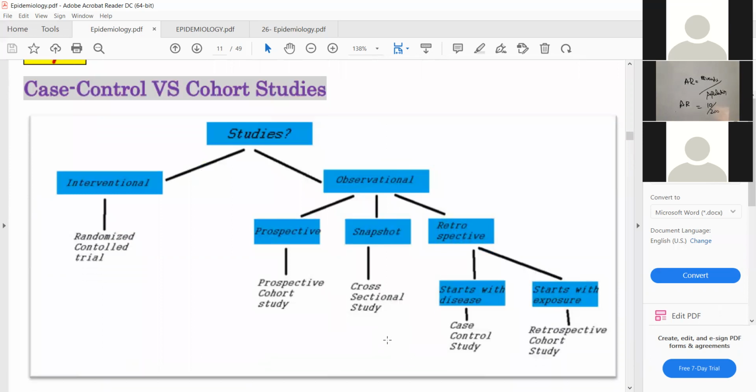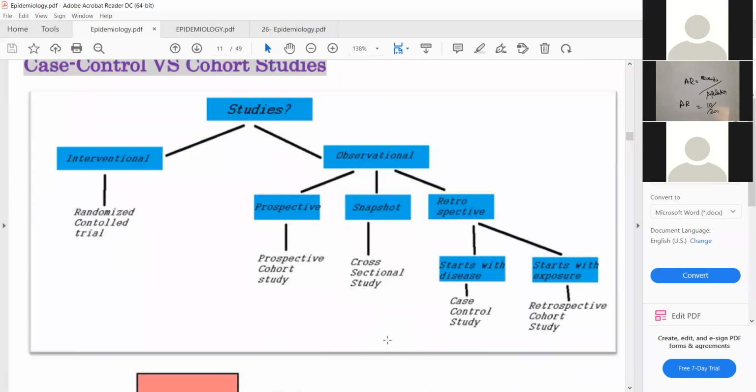Now, case control versus two type of studies. There was a question about these studies in the previous Plab 1 exam that was conducted in February. So you need to know how to differentiate between different type of studies. So studies can be divided into two categories: interventional studies and observational studies. What are interventional studies? Interventional studies are also called randomized controlled trial. And the other type of study is observational studies.